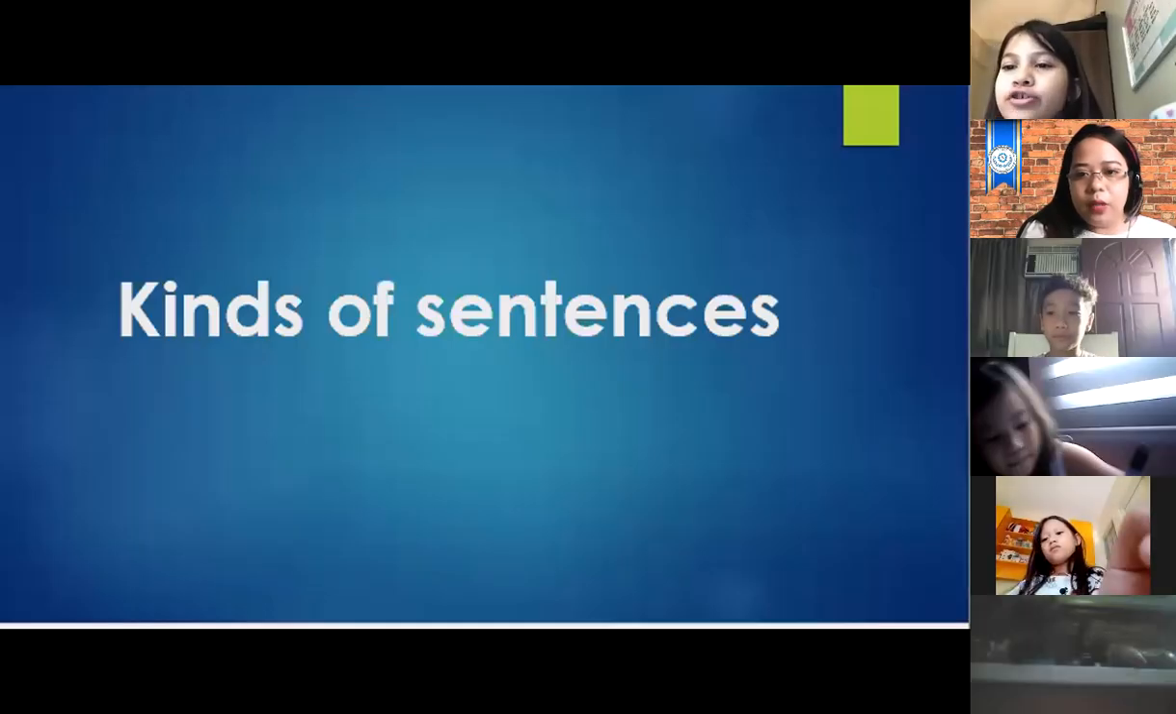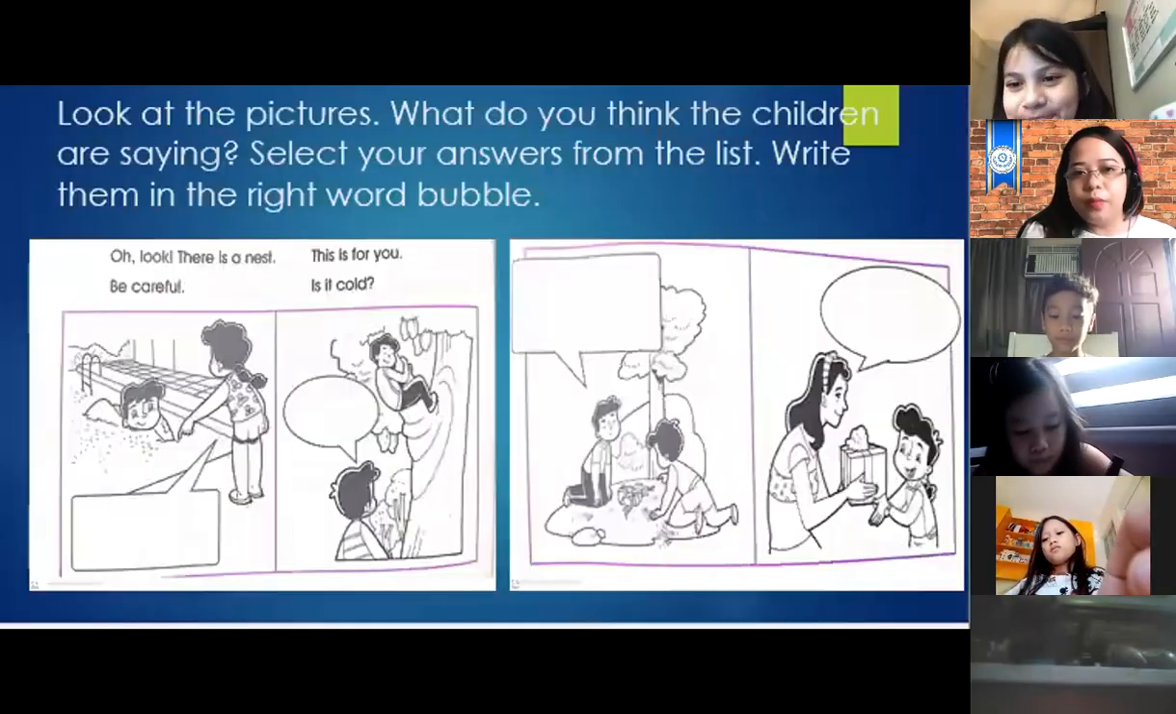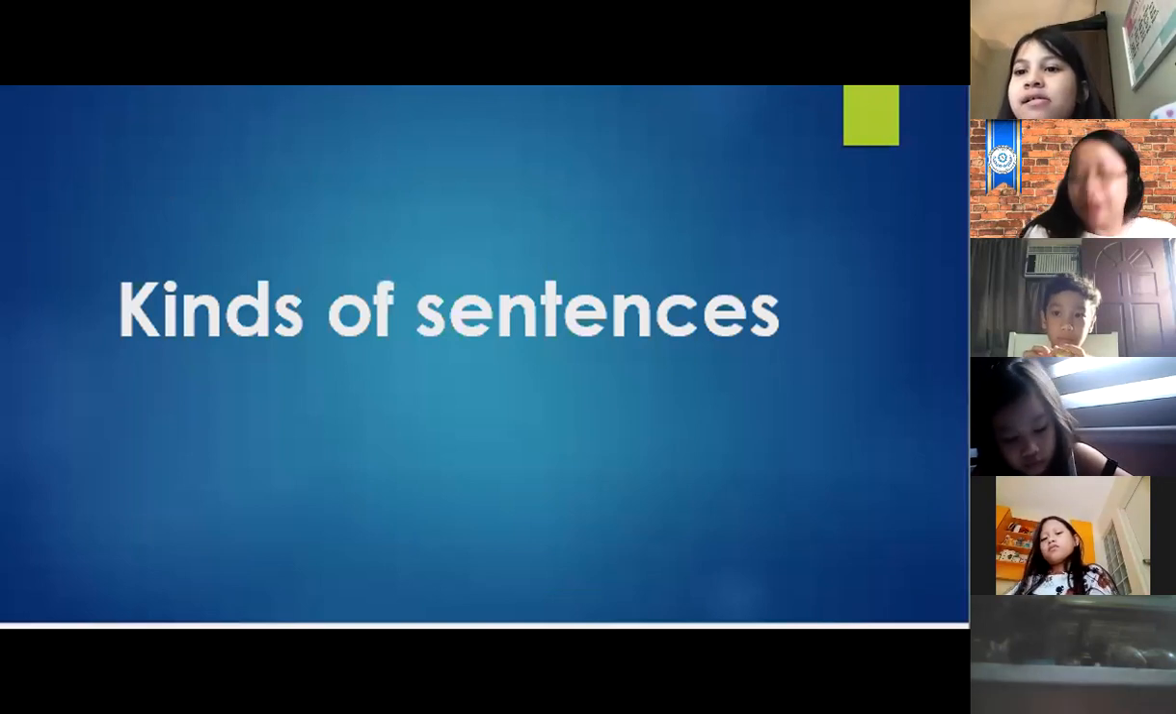Last class, we were going to discuss kinds of sentences. Are you familiar with the kinds of sentences?